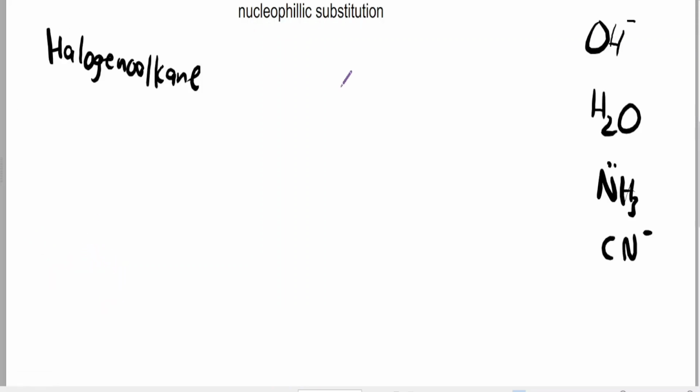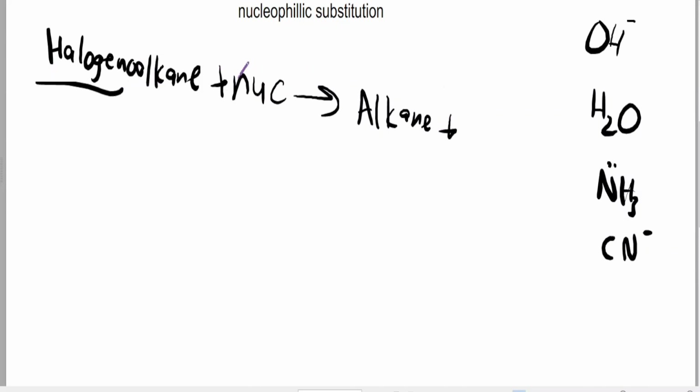So, nucleophilic substitution is when any of these four nucleophiles, OH minus, H2O, NH3, or cyanide ion, react with halogenoalkanes. So, any nucleophile plus a halogenoalkane would result in the formation of a compound that has the nucleophile, and this halogen gets replaced by the nucleophile, so you get the halogen ion as well. Let me just write X.